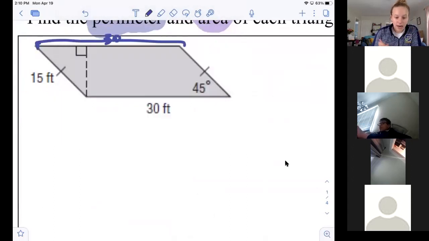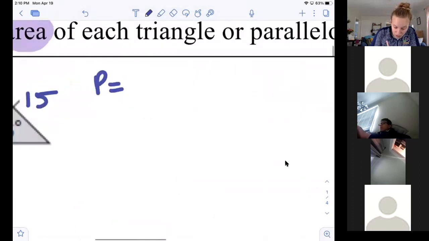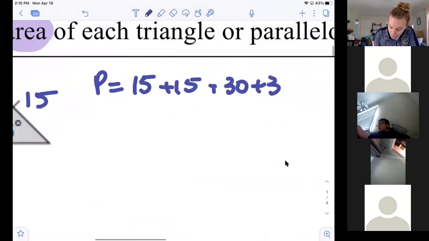And I know that one side is 15, which makes my other side 15. Oh, the easiest thing actually to do is just to do my perimeter. I'm gonna do perimeter by adding all the sides up. You can do perimeter in a couple different ways. You can do literally 15 plus 15 plus 30 plus 30.